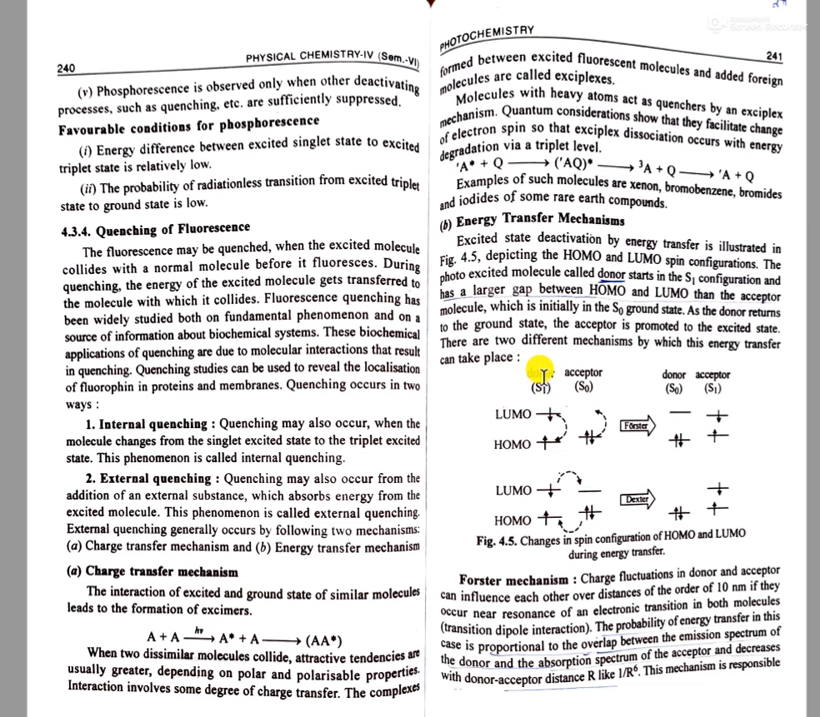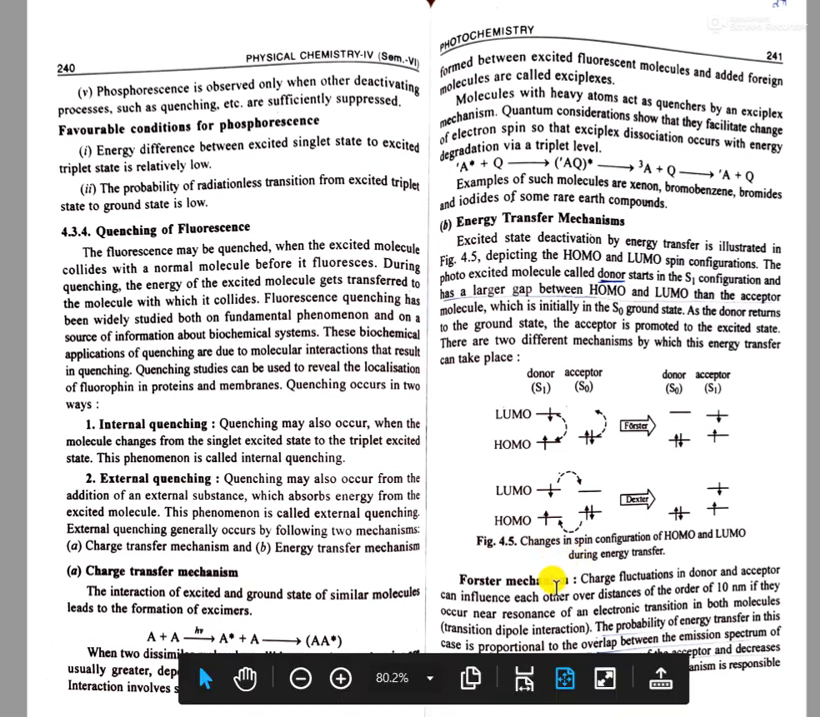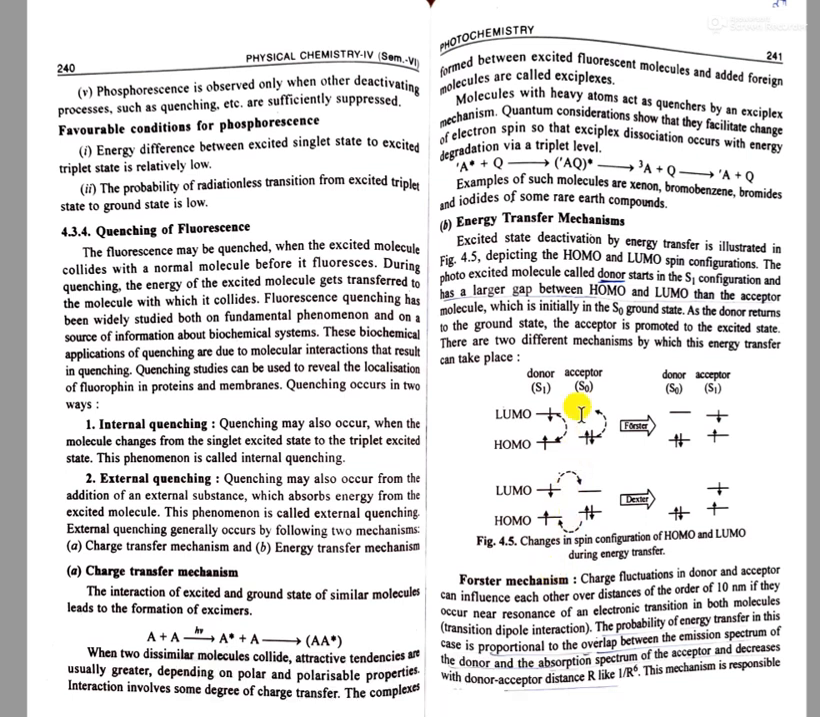While the donor gets transferred to the ground state, the acceptor molecule accepts this excess energy from the donor and gets converted to the excited state. So this is a general mechanism. Here we need two molecules, a donor and acceptor, and we need to consider the HOMO and LUMO of both the donor and the acceptor. So in the energy transfer mechanism, in the Foster mechanism, this is how we explain it: the band gap of the donor, band gap meaning the difference between the HOMO and the LUMO of the donor molecule, is greater than the band gap of the acceptor molecule.